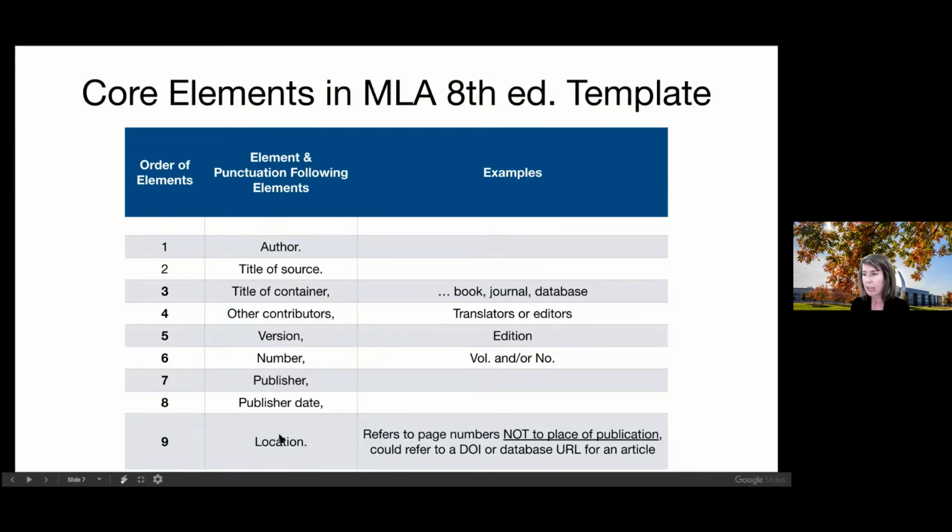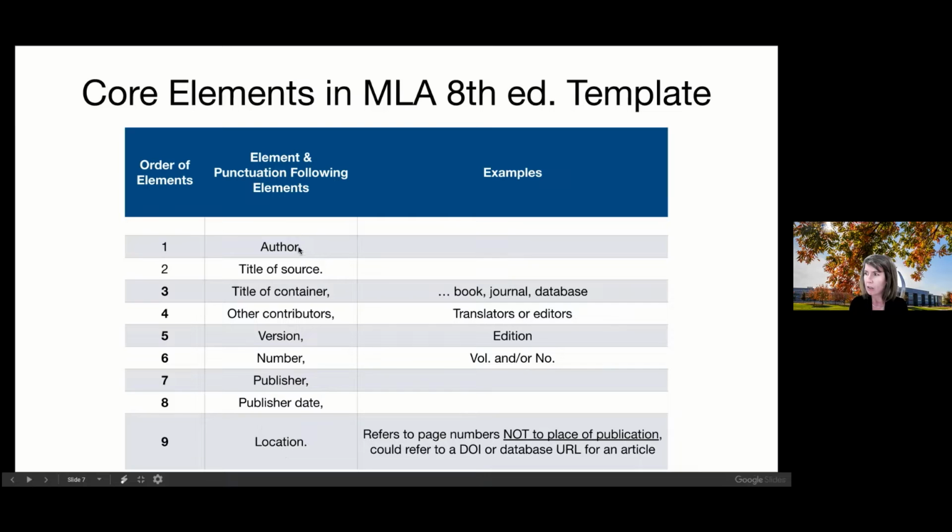Now, I think the location can sometimes be a little bit confusing. So I put over here that this refers to things like the page numbers or the digital object identifier or URL. It actually doesn't refer to the literal place of publication. So it's not going to refer to London, for instance. So these are elements.